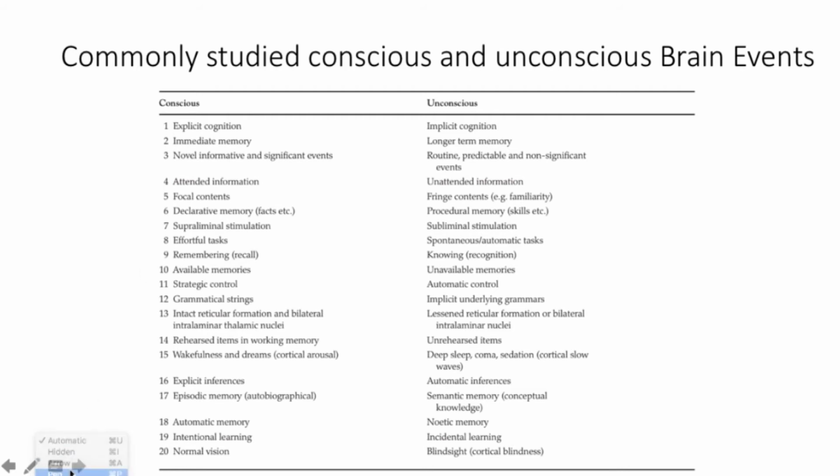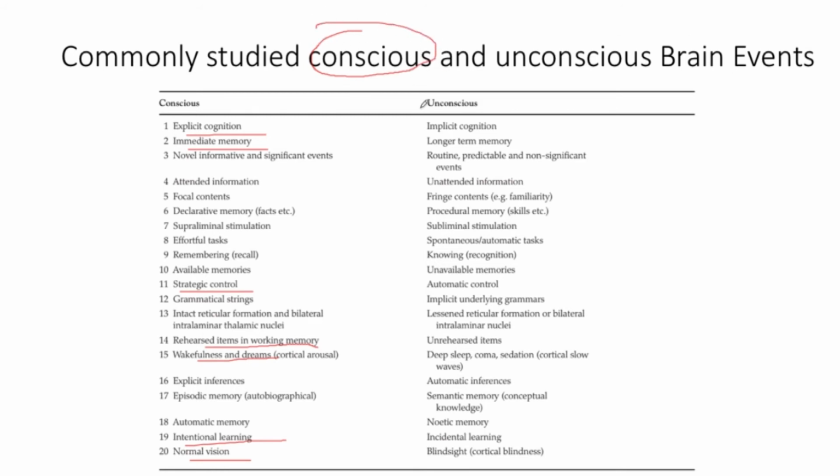For example, you can see the whole list and you can just read it for your reference. Some of the conscious brain events could be something like immediate memory, explicit cognition, and things like strategic control, things like the rehearsed items in working memory, wakefulness and dreams, intentional learning, normal vision. So these are all part of the conscious brain events.